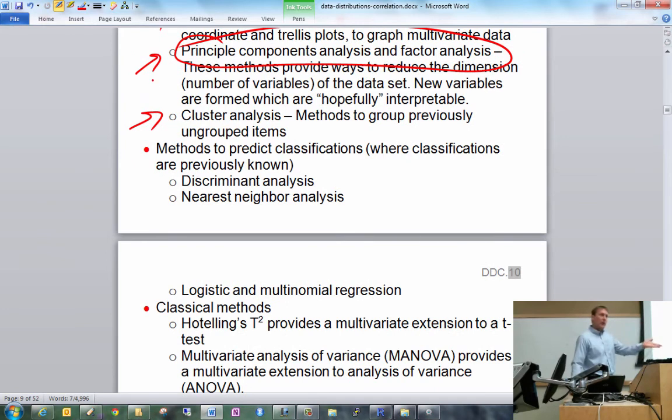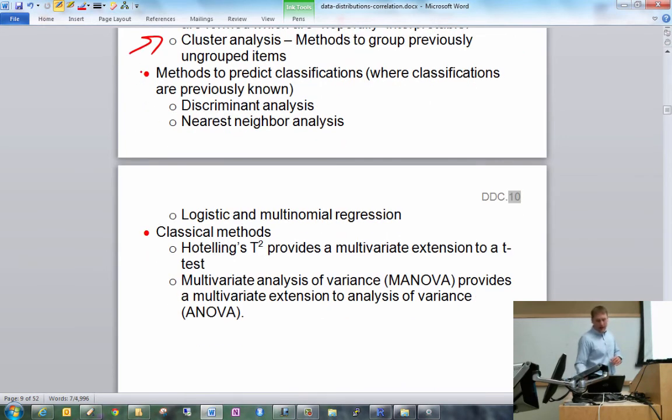Once we get done with that, we'll take a test, and then we'll look at another section that focuses on prediction, where let's say beforehand, you know for every experimental unit a particular classification, such as success or failure, as in the place-kicking data set, and now we want to predict that classification. And that's what these particular methods allow us to do.